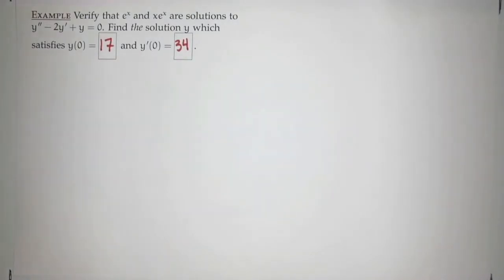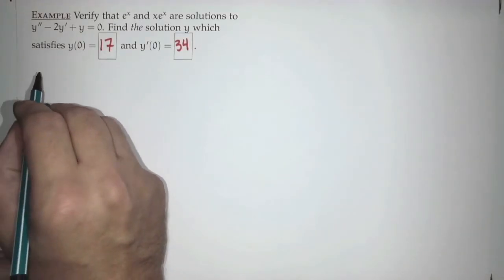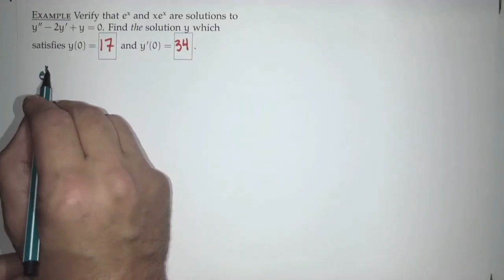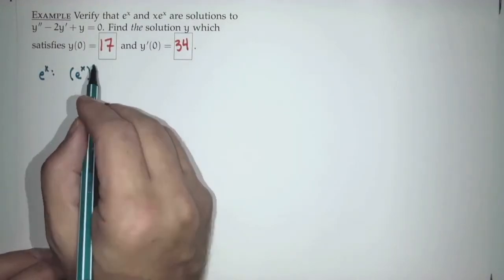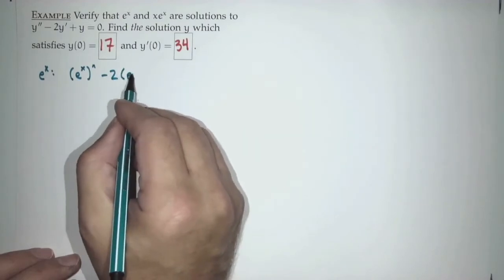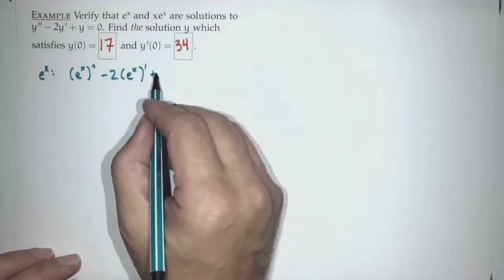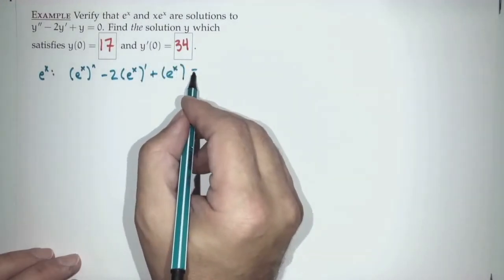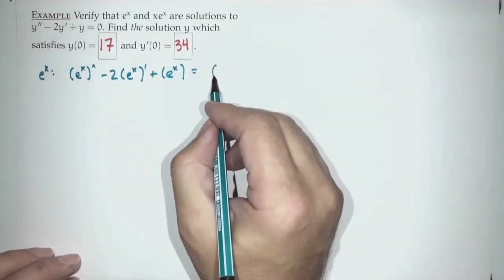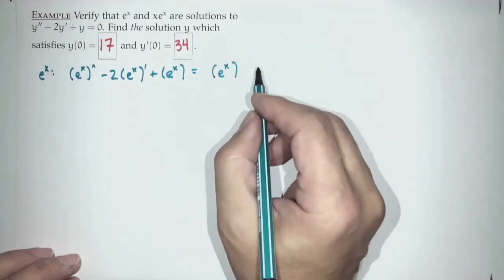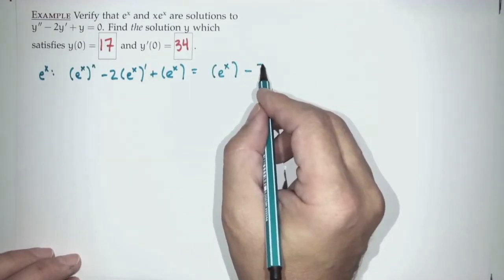So, we begin. Well, first we start with the verify. Same process. So, e to the x. All right, so we're going to check. When we take the second derivative of e to the x, subtract 2 times the first derivative of e to the x, add e to the x. Well, let's see what happens. What is the second derivative of e to the x? Yeah, that's why we like e to the x. E to the x, our old friend.